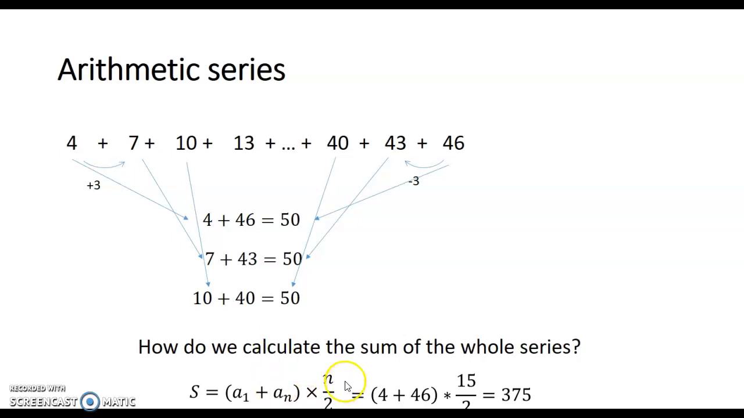But as a summary, whenever we have a series, so we are adding all the numbers, we add the first and the last, and then the sum is multiplied by how many pairs we have, so the number of values divided by 2. This will work always in arithmetic series.